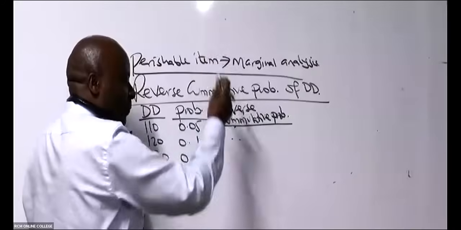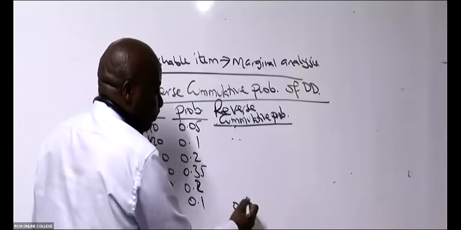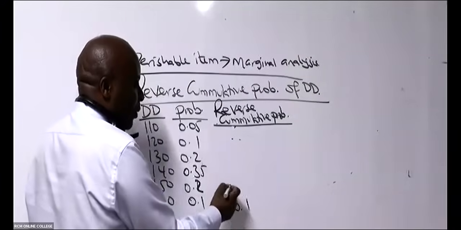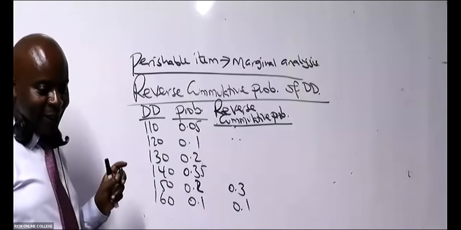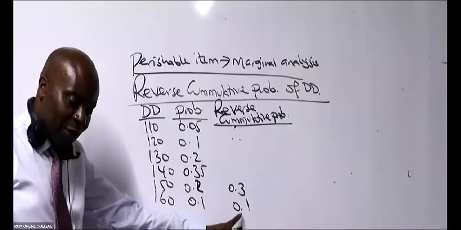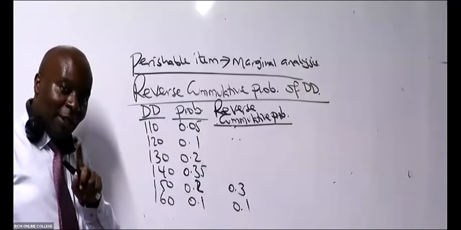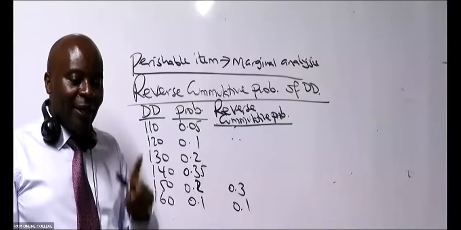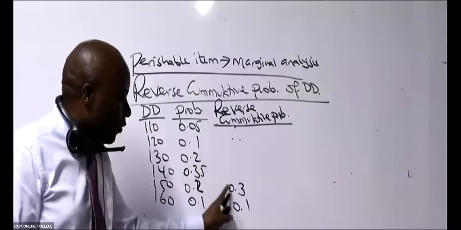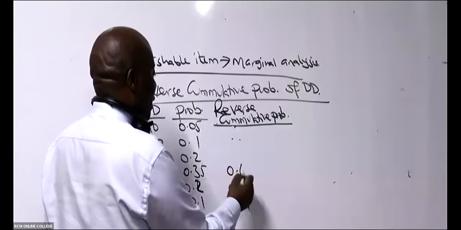So this one here will be 0.1. 0.2 plus 0.1, somebody tell me. 0.3. So reverse, you start from down here. And this is only applicable to perishable goods. I've never seen it being applied anywhere else. So 0.35 plus this gives us 0.65.